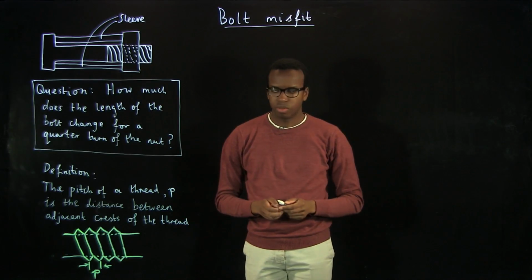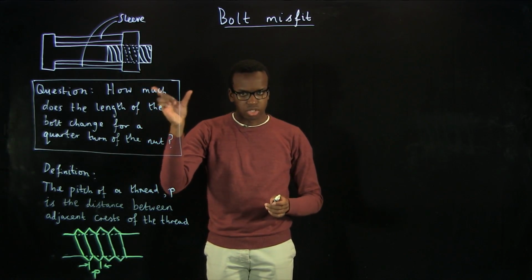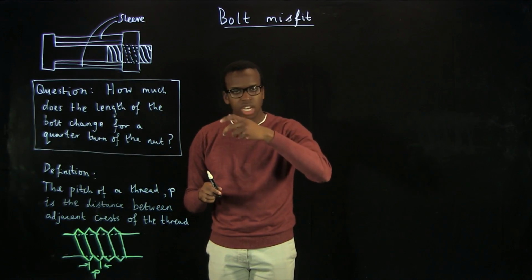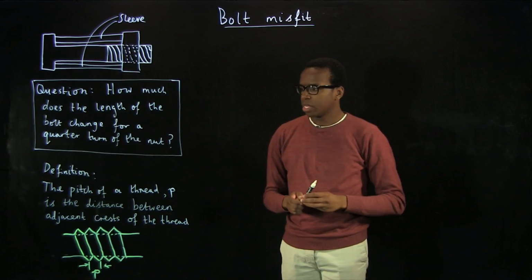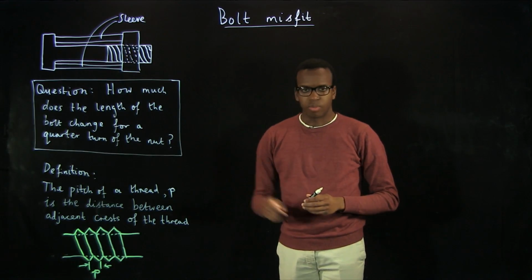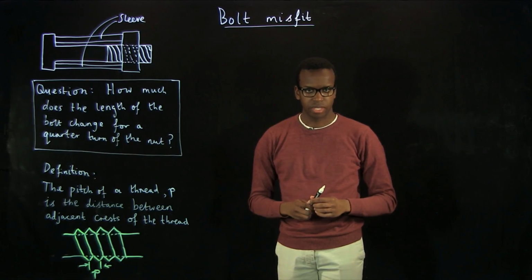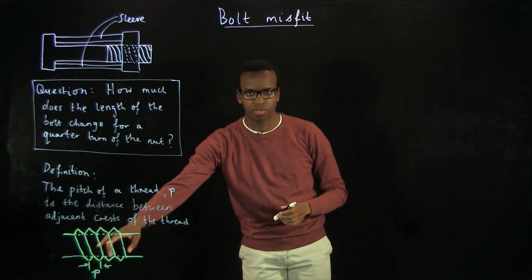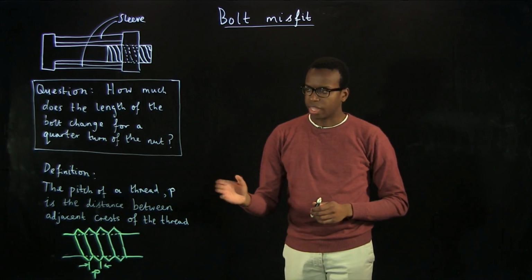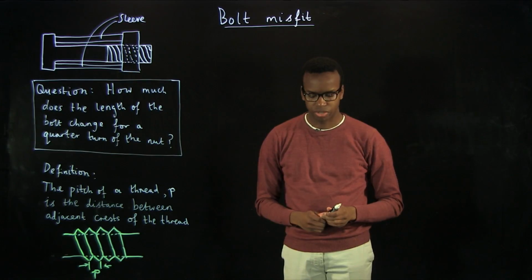But then we had a question from a student which was, how much does the length of the bolt actually change when I turn the nut by a quarter of a turn? So let's look at that. First, let's begin with a definition. We'll define the pitch of a thread as the distance between two adjacent crests of the thread. And that's going to help us with finding out what the change in length of the bolt is.